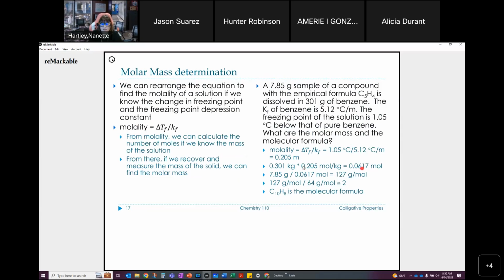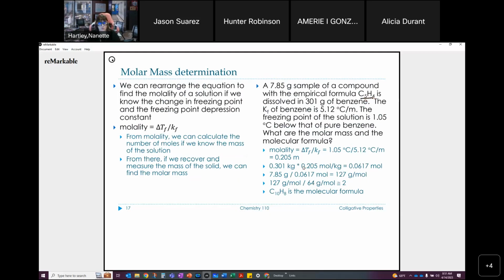have present. Now I can take that mass, that 7.85 grams, divided by the number of moles that I just calculated, and that gives me 127 grams per mole. If I look at this empirical formula, I can calculate a mass for it, which is approximately 64. So if I take the molecular mass that I just calculated, 127 grams per mole, and divide that by the 64 grams per mole for the C5H4, that's 2. So my molecular formula is 2 times the empirical formula, so it's C10H8.